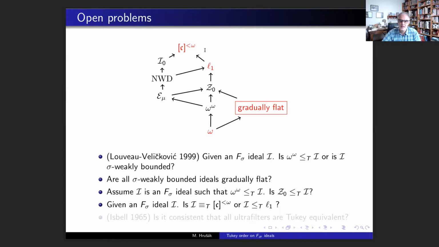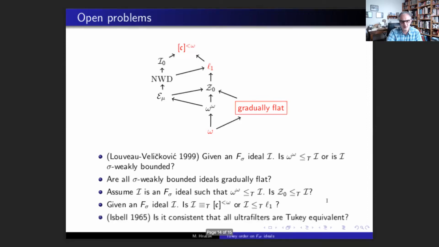Tamás Mátrai has a beautiful analytic ideal, which is at least consistently in the middle here. And I remember he told me that he believes that there should be F sigma ideals, but he's since left mathematics, so I didn't have a chance to ask him what he really meant. So there is that problem, which I think is very interesting.